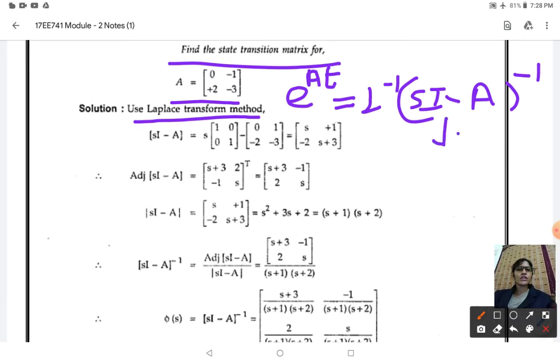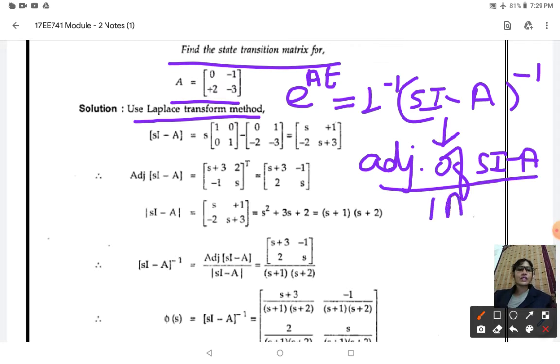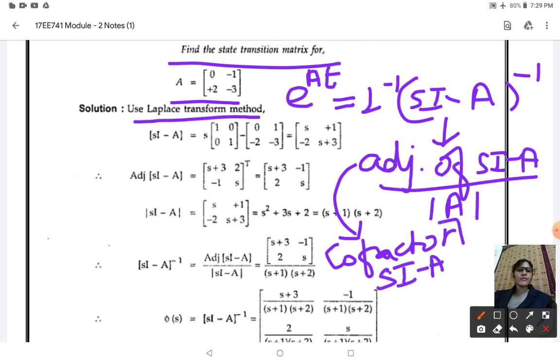And also we know how to identify your (sI minus A) inverse. (sI minus A) inverse can be identified with the adjoint of (sI minus A) divided by the determinant value of (sI minus A). And also we know how to identify the adjoint of (sI minus A). The adjoint of (sI minus A) can be identified with the cofactor matrix of (sI minus A) transpose. So this is the very easiest method where we can obtain our state transition matrix e to the power of At. Now coming back to the next step.